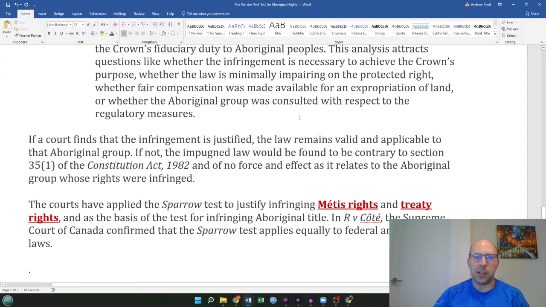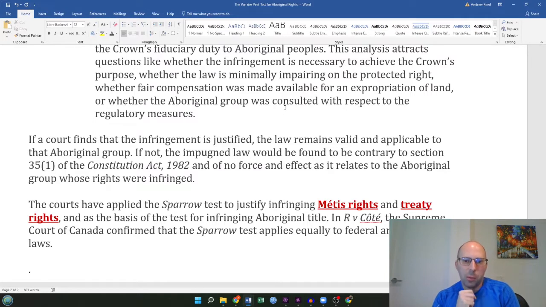If a court finds that the infringement is justified, the law remains valid and applicable to that Aboriginal group. If not, the impugned law would be found to be contrary to Section 35(1) of the Constitution Act of 1982 and of no force and effect as it relates to the Aboriginal group whose rights were infringed.